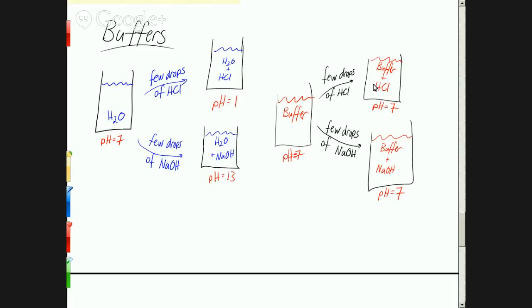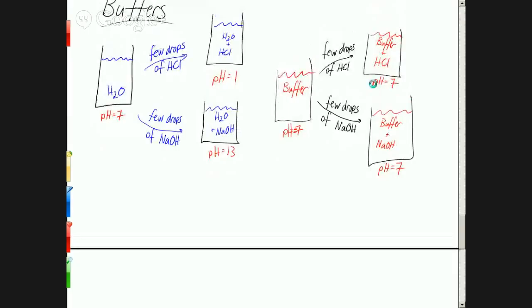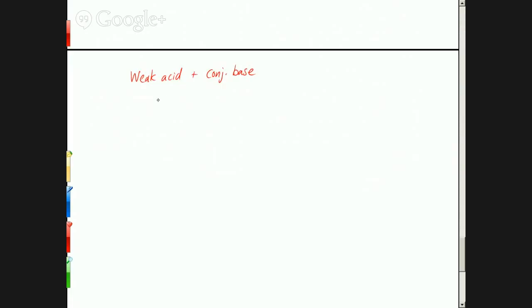And that's what a buffer is. So the way a buffer works is by taking advantage of the neutralization reactions with weak acids. So a buffer is made out of a weak acid and its conjugate base. Like, let's say acetic acid. So I'm going to take this much acetic acid, which is HC2H3O2. And then I'm going to put an equal amount of its conjugate base in with it.